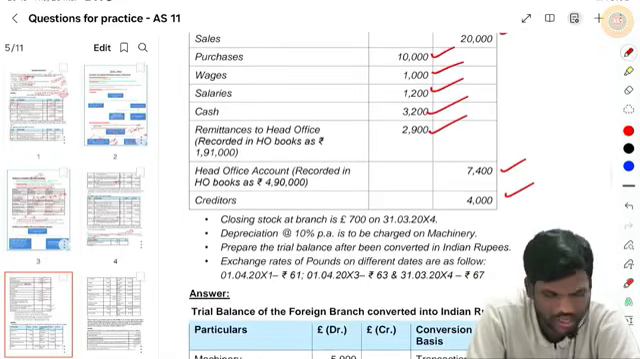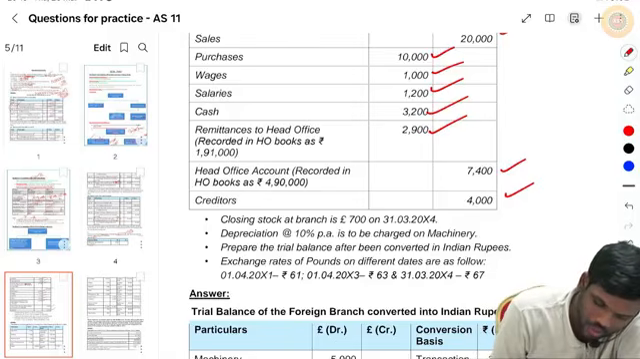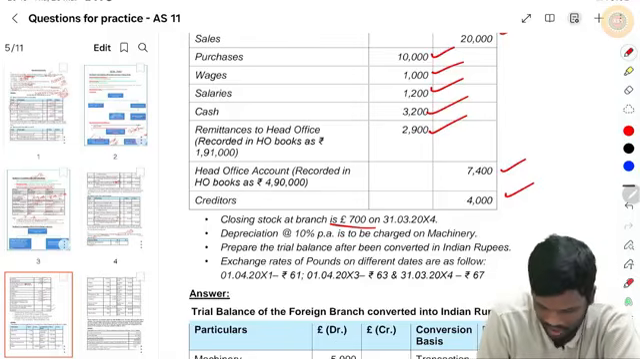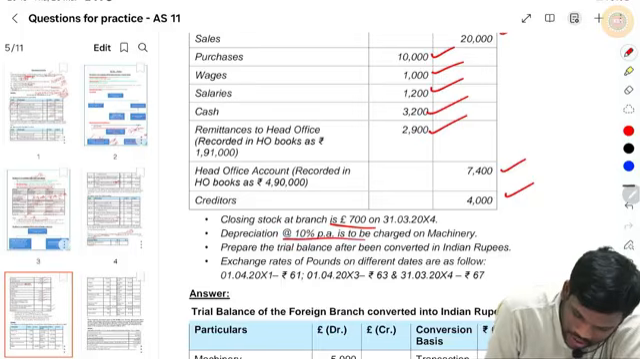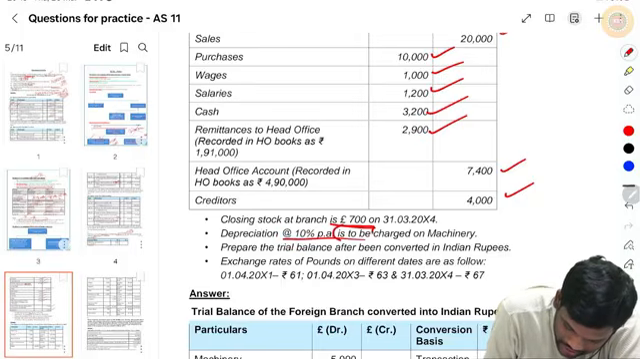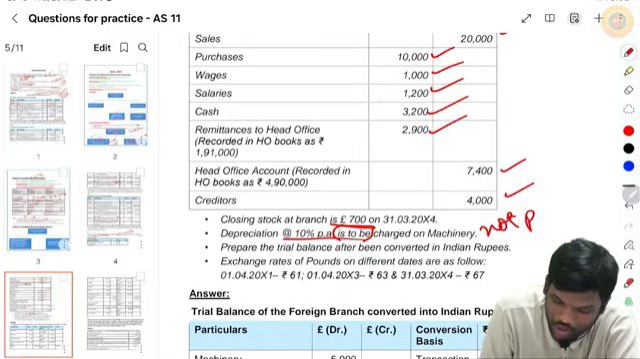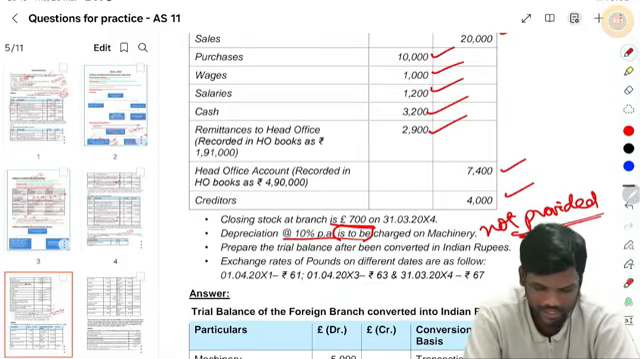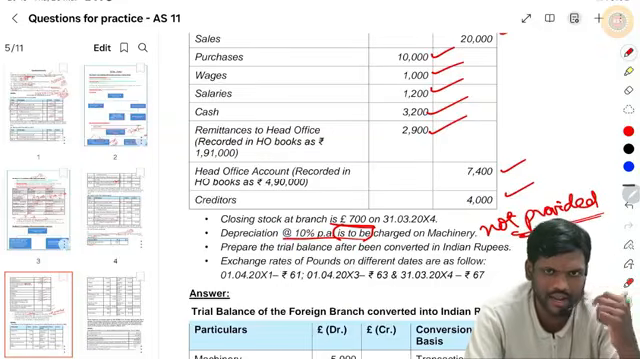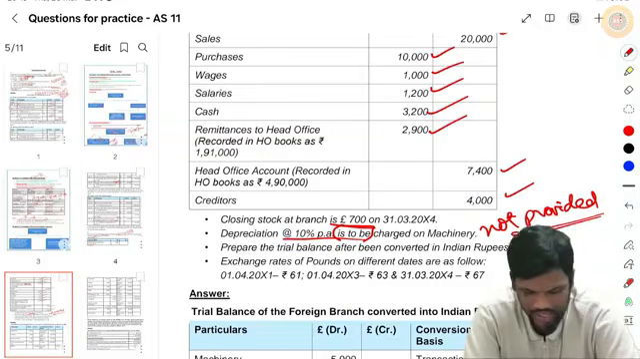Now they have given certain adjustments below the trial balance, where they're telling closing stock is 700 pounds. And depreciation at 10%, read the line carefully, is to be provided. That means they have not passed the journal entry. We have to provide this depreciation. That is why it is not there inside the trial balance. It is there outside the trial balance.